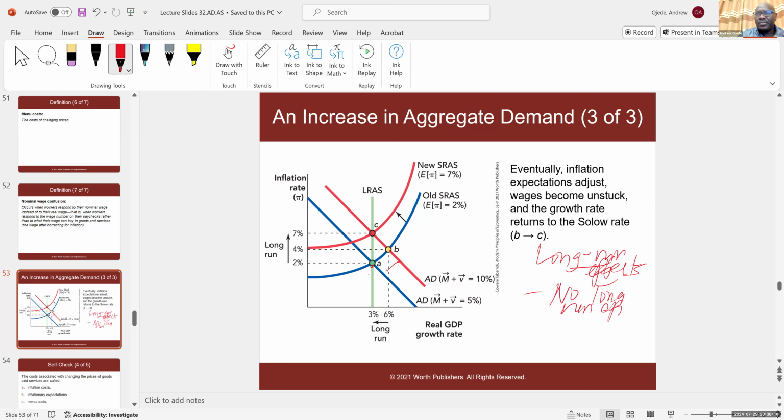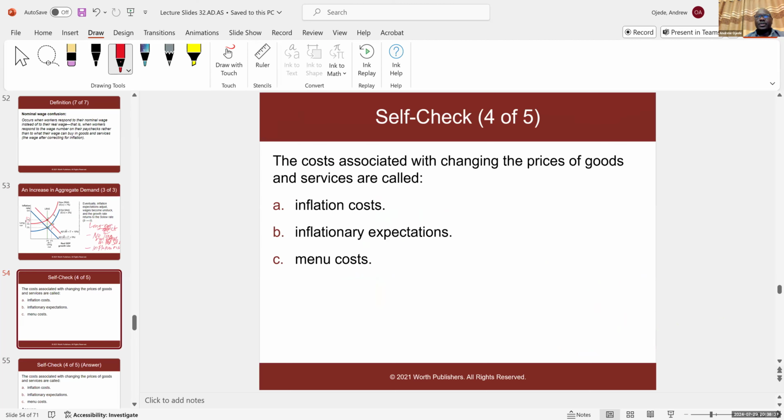Long run effect on the solo growth rate, because we are back to 3% where we were before. But inflation rises to 7%. So the costs associated with changing the price of goods and services are called, we talked about that, menu costs. That's just testing your understanding.